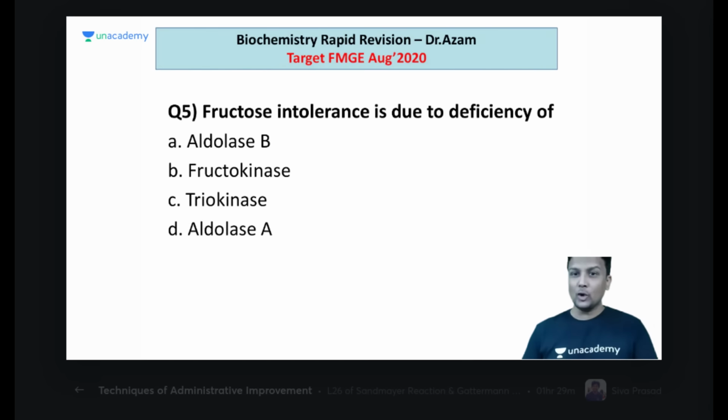Next one. Fructose intolerance is due to deficiency of what, guys? Let's see what is the enzyme deficient. And now, my dear doctors, listen here.